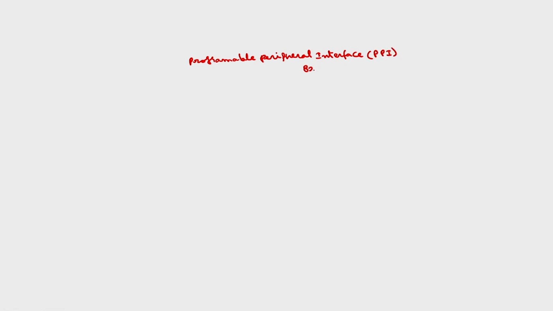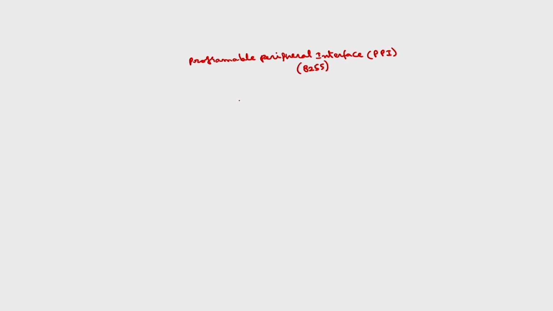Okay, in the last class we discussed memory interfacing to 8086. Next, in order to interface the IO devices, we need a peripheral chip called the Programmable Peripheral Interface, 8255, or PPI. Using this 8255, we can connect any input output device to the microprocessor.